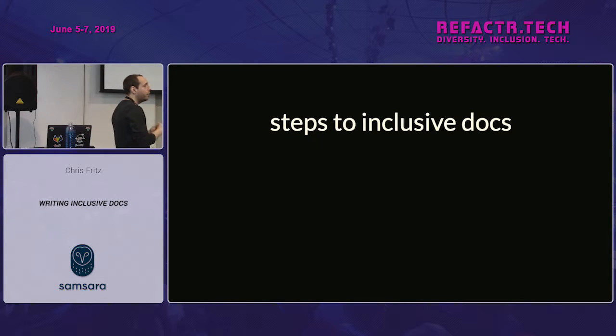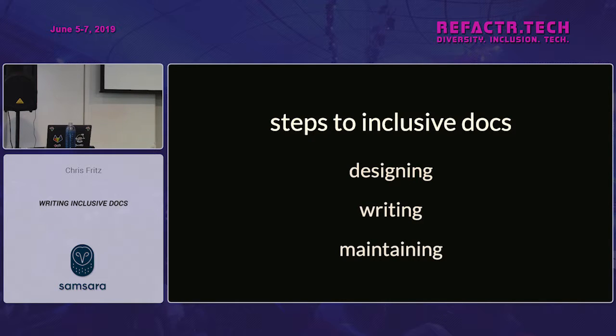Now, for the rest of the talk, I want to go into some steps to inclusive docs, including designing, writing, and maintaining. So generally, before you're writing your documentation, some things to keep in mind. As you're writing, some things to keep in mind. And then maintaining. What can you do to maintain and make sure your docs continue growing in inclusivity? Because you'll never have completely inclusive docs. But it's important to keep having these conversations and to keep trying to measure how well you are serving everyone in the community.